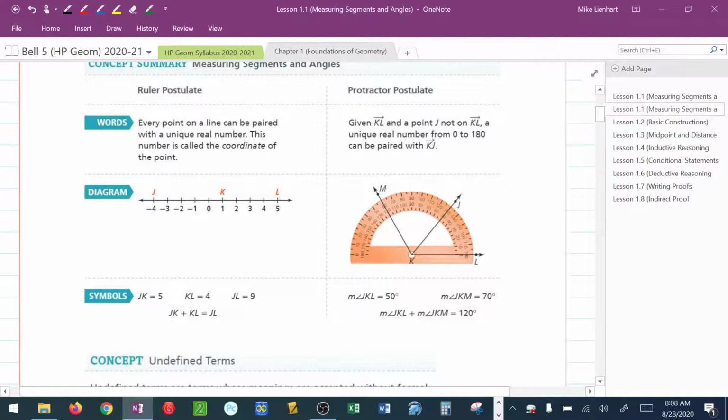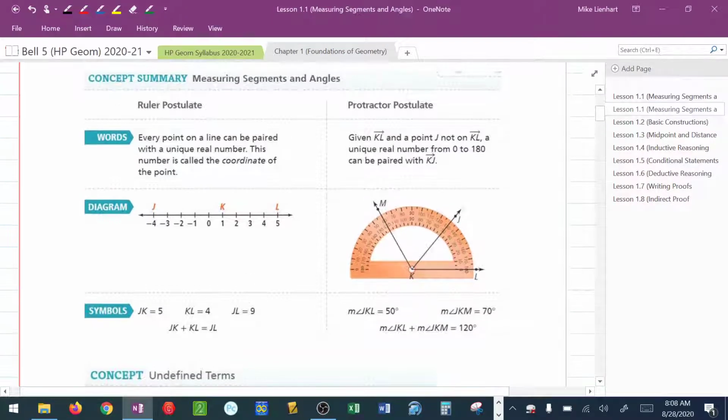Now, the first slide right here is a summary of everything that we need to know from this. We've got this ruler postulate that very simply says each number on a number line can correspond to one specific coordinate or point. We have a protractor postulate, which I'm assuming you have all used a protractor before, and you know how to measure an angle on that protractor.